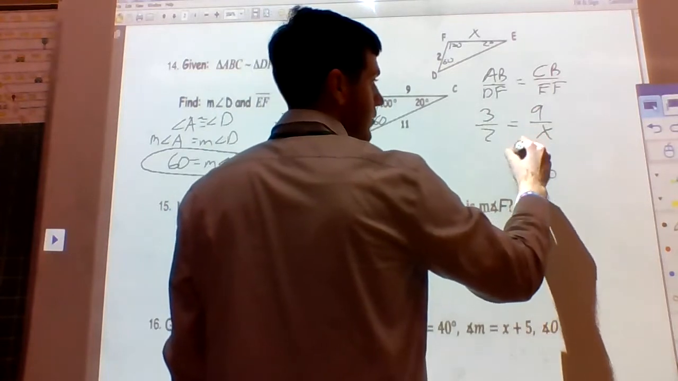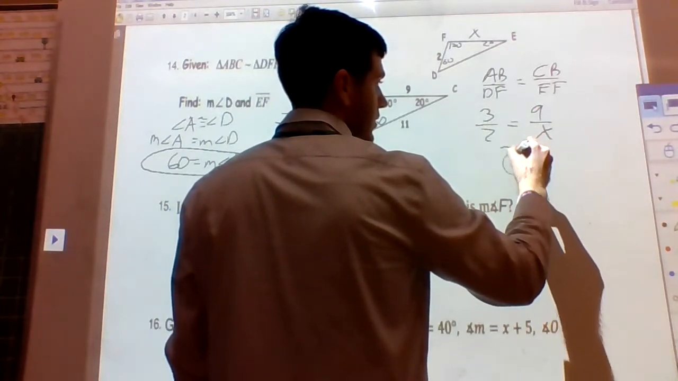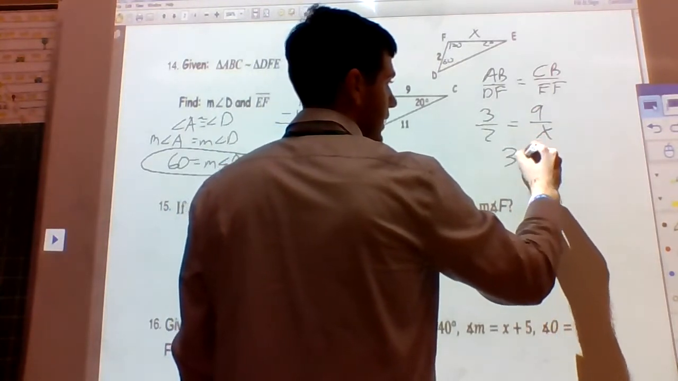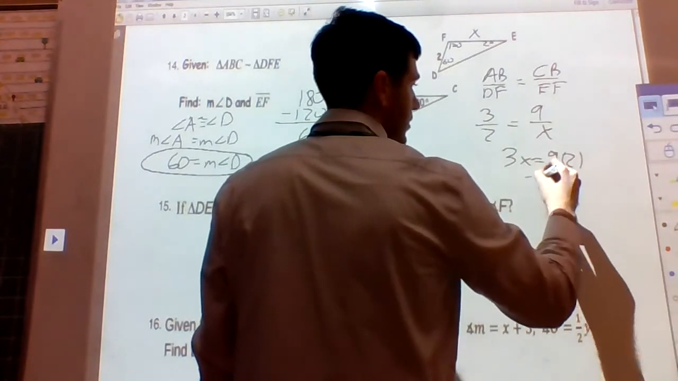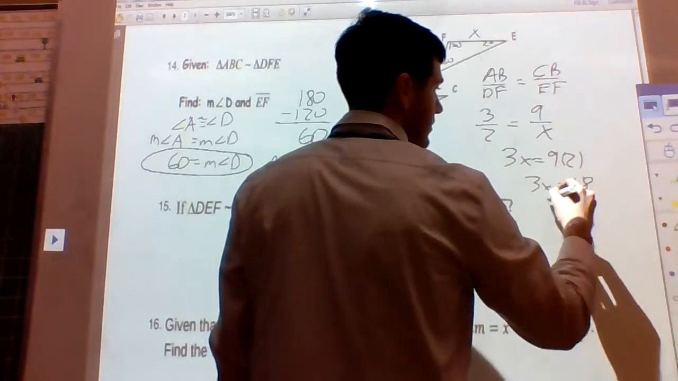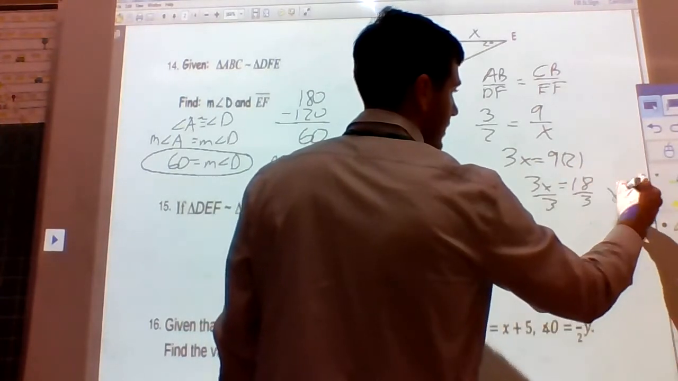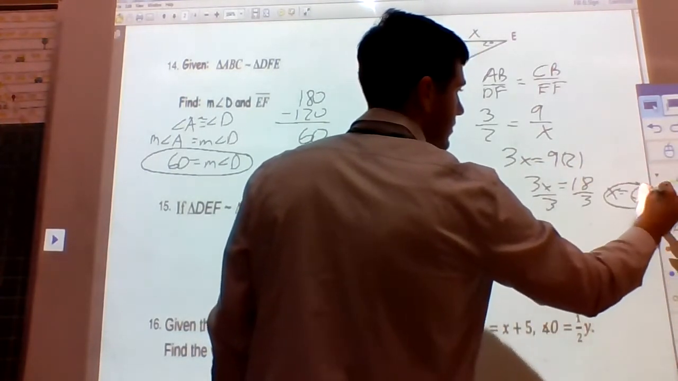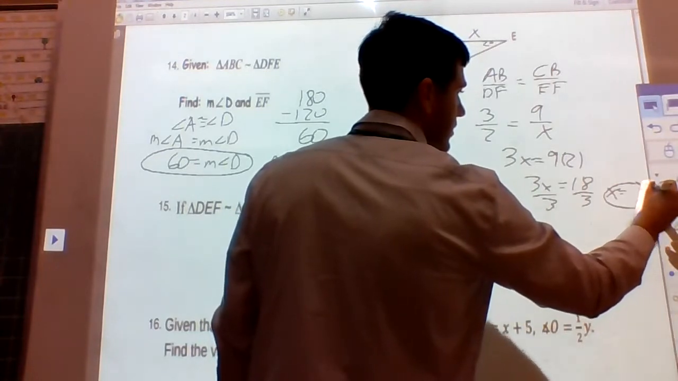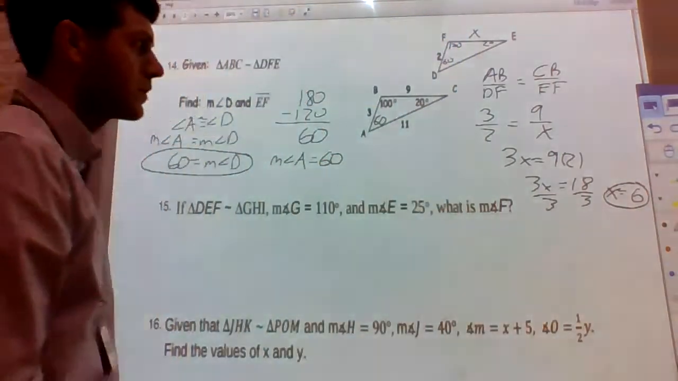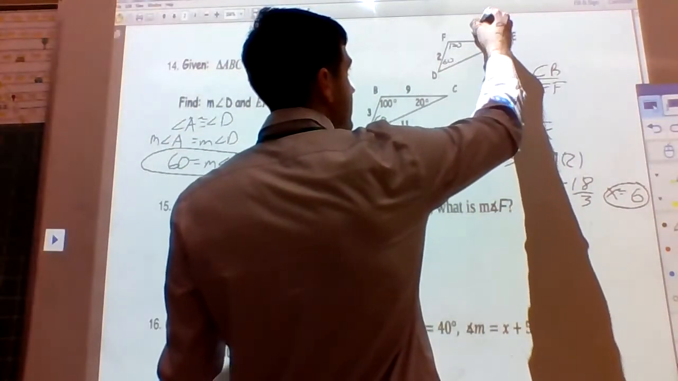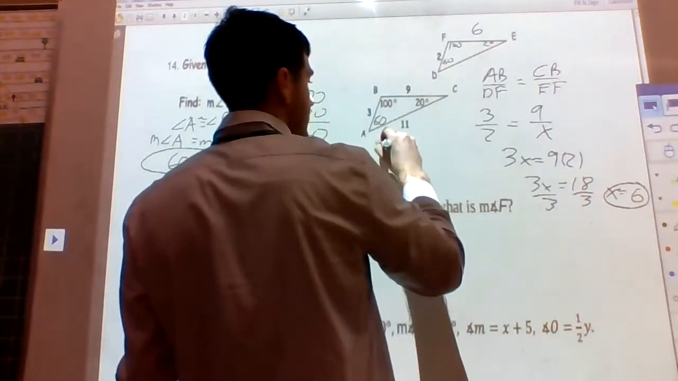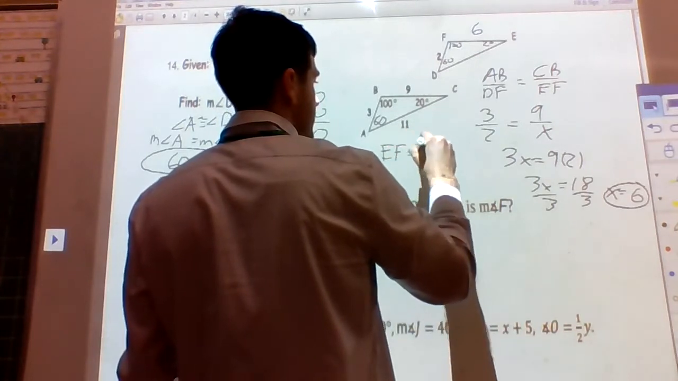Cross multiply, we get 3x equals 9 times 2. 3x equals 18. Divide by 3. We get x equals 6. So EF is 6. EF equals 6.